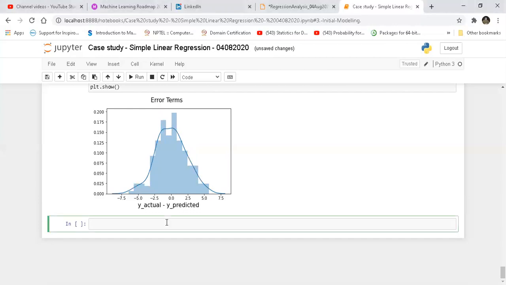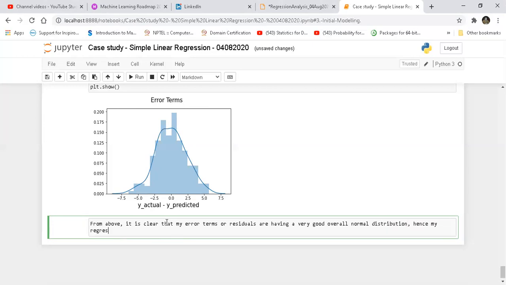Okay, this proves my second assumption. Now to prove my third and fourth assumption, we are simply going to look at the pattern. Okay, what we are going to look for are the patterns. Before I do that, I'm going to write over here: from above, it is clear that my error terms or residuals are having a very good overall normal distribution. Hence, my regression model can be termed pretty good.